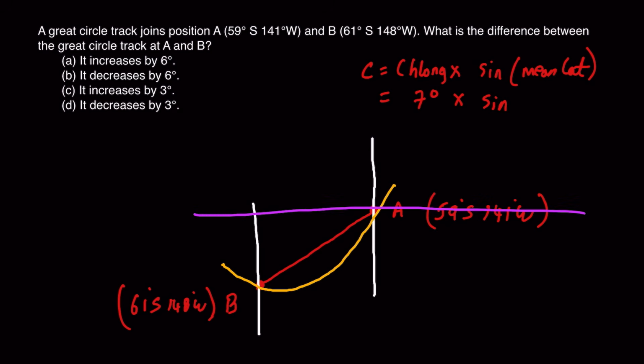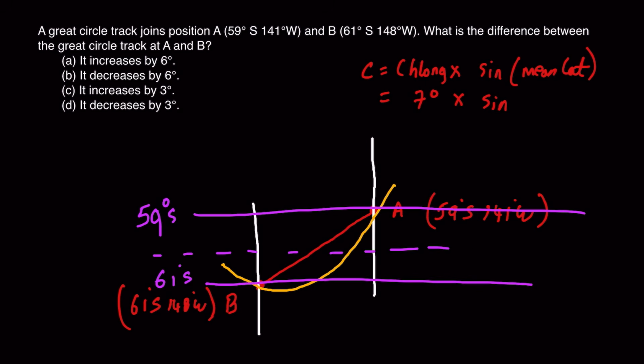Okay, so if this is 59 south, this is 61 south. What will be the mean latitude? It will be 60 south, right? So it will be sine of 60. So 7 into sine of 60, convergency comes out to be 6 degrees. All right. So the difference between the great circle track A and B is 6 degrees.